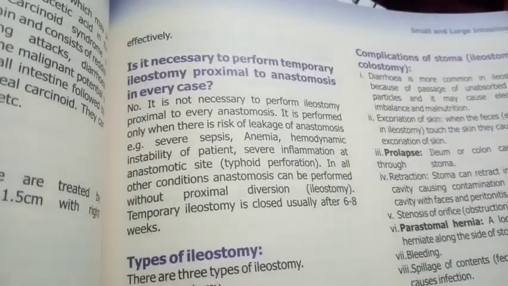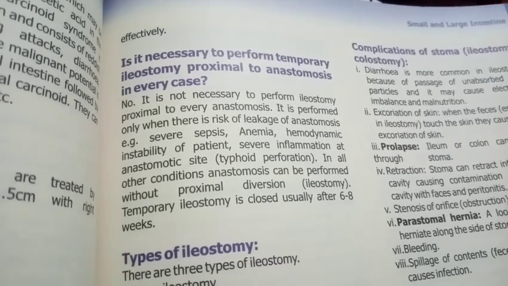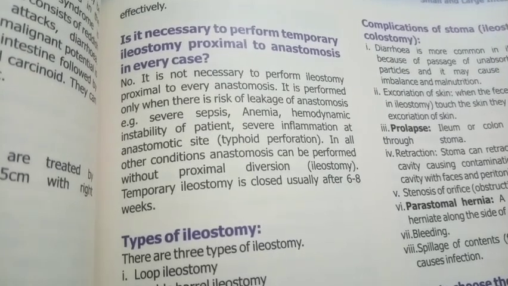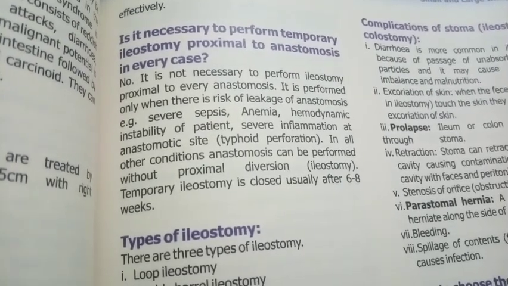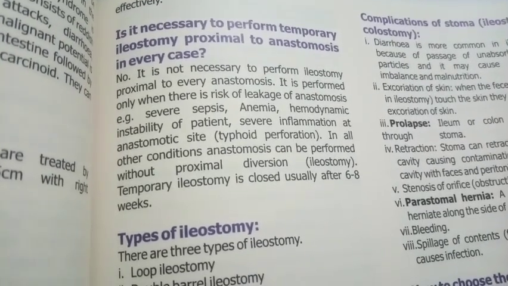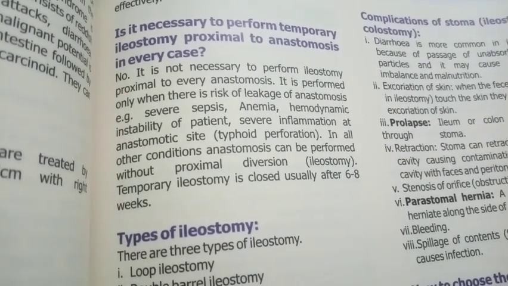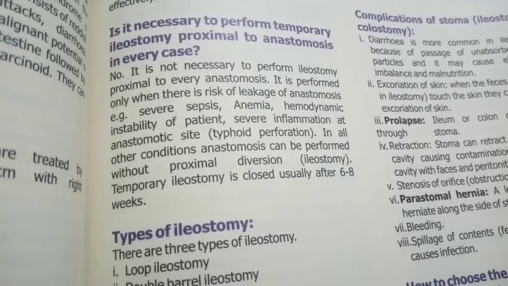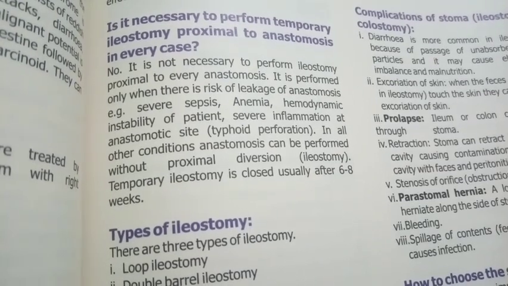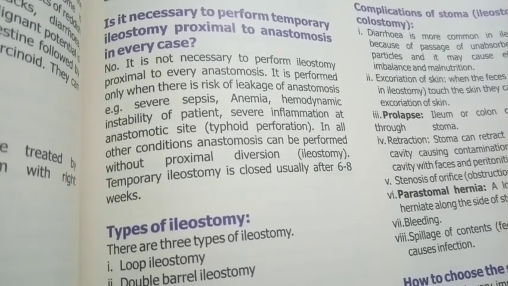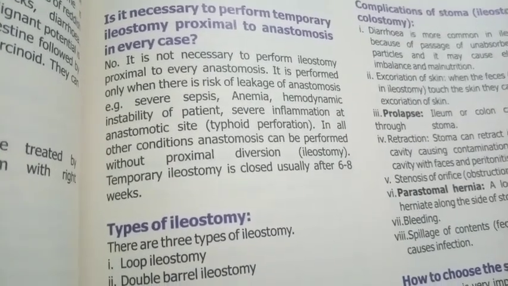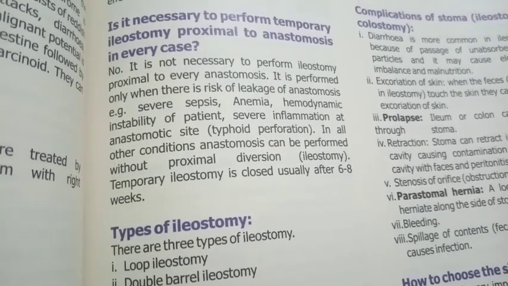Is it necessary to perform temporary ileostomy proximal to the anastomosis in every case? No, it is not necessary to perform ileostomy proximal to every anastomosis. It is performed only when there is a risk of leakage of the anastomosis, severe sepsis, anemia, hemodynamic instability of the patient, severe inflammation at the anastomotic site, typhoid perforation. In all other conditions, anastomosis can be performed without proximal diversion ileostomy. Temporary ileostomy is closed usually after 6 to 8 weeks.